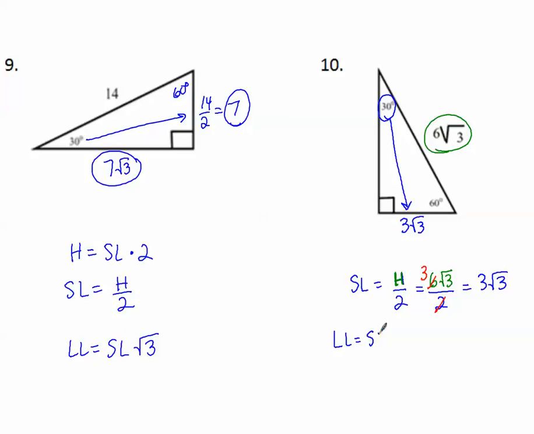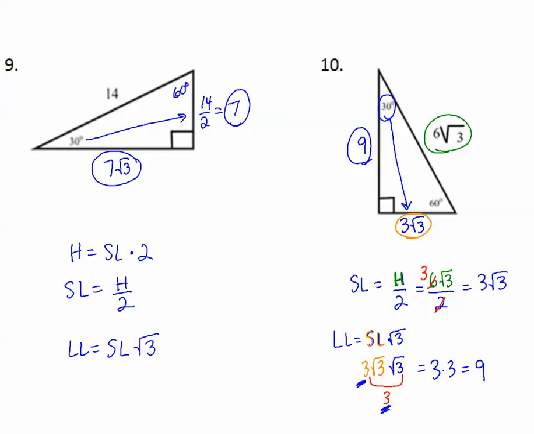Remember the formula, short leg times square root of 3. What's my short leg? Here's my short leg, 3 square root of 3. So in place of short leg, I'm going to write 3 square root of 3, but I'm multiplying it times square root of 3. How do I simplify that? You know, square root of 3 times square root of 3 is 3. And then what do I have left over? 3 times 3, and what's that? 9. So 9 is my long leg. Yay!